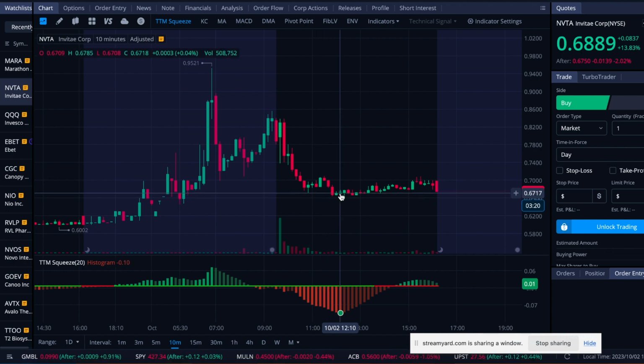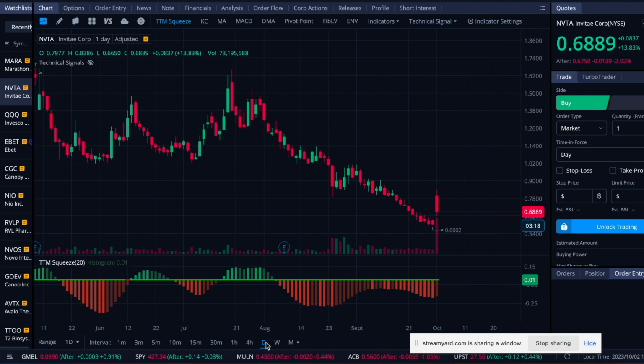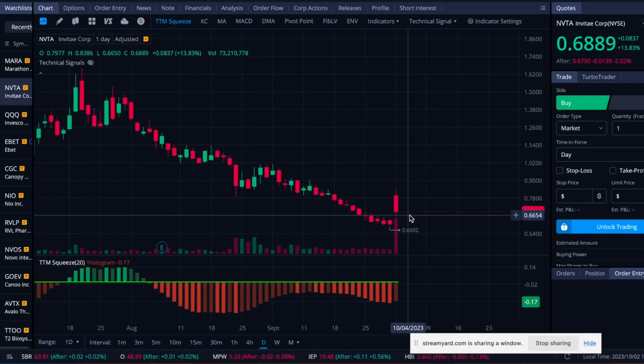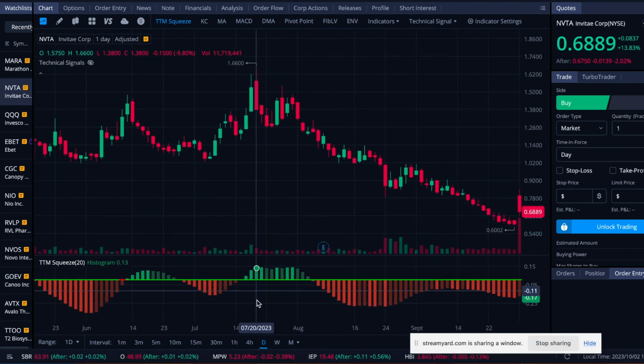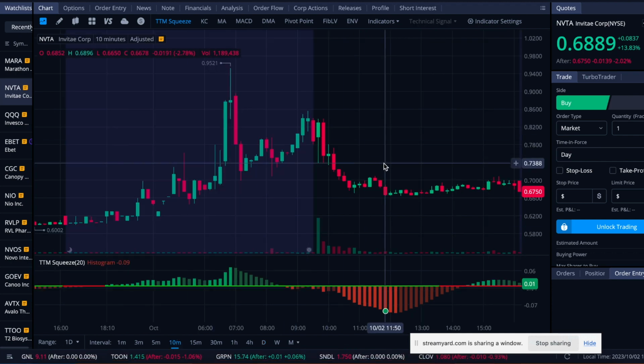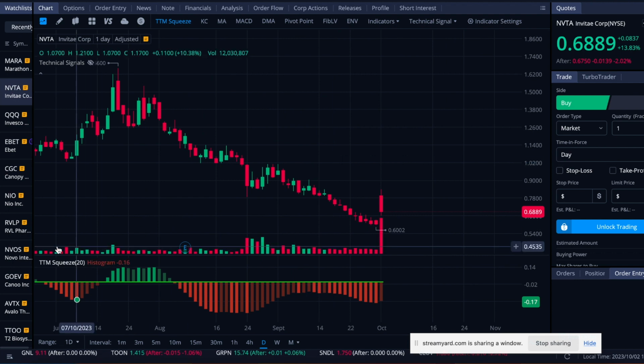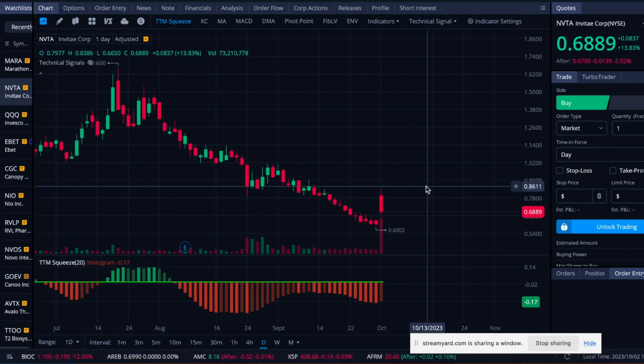So I thought what we would do is come in, take a look at the daily first, put in some levels that might come into play, support and resistance, any trend lines, and obviously there's a gap. Take a look at the gap, put that on the chart, and then we'll zoom in, see how those levels acted intraday, and then take a look at some other indicators, including the TTM squeeze indicator down here.